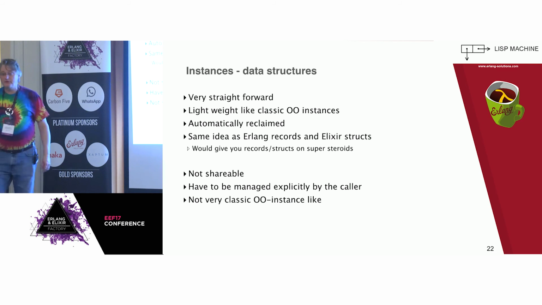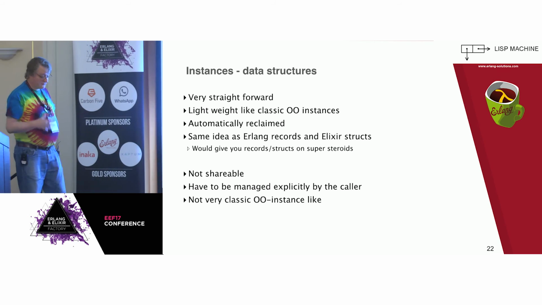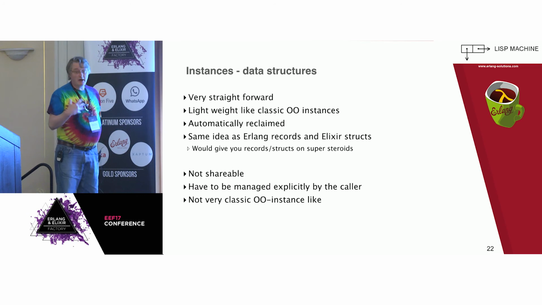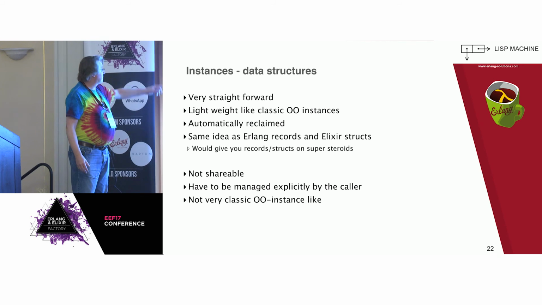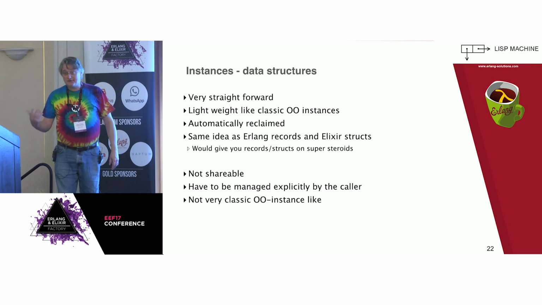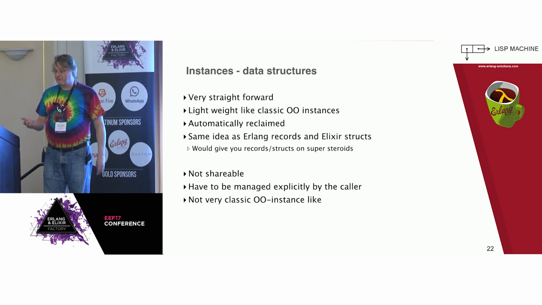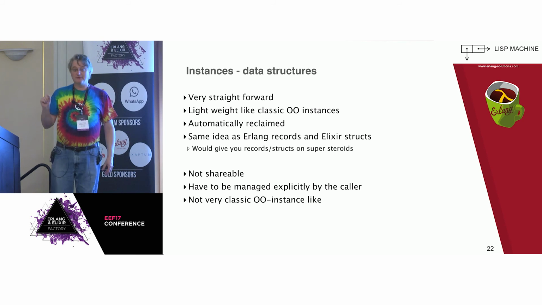A second way, of course, is to use data structures. I could use a data structure for it. It's very straightforward, just a map or something like this. It's very lightweight. It's automatically reclaimed because the garbage collector will collect it. It's the same idea as Erlang records and Elixir structs. It's like having records and structs on steroids, right? I'm not just giving you functions to access the fields. You can do things with them.